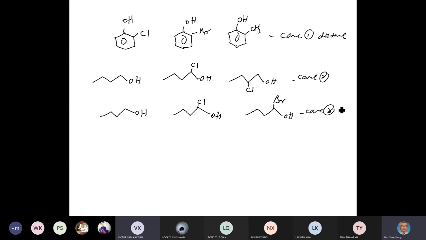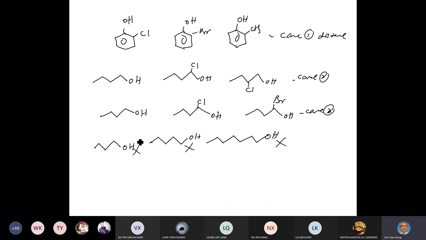Sir, got a question: they compare the size of the alkyl group? Size of the alkyl group? That means one is CH3, another one is CH2CH3. So normally in this case, we are not going to compare, because the acidity is quite close to each other, and the effect is not significant enough to compare one to each other. No. Okay, sir. Thank you.